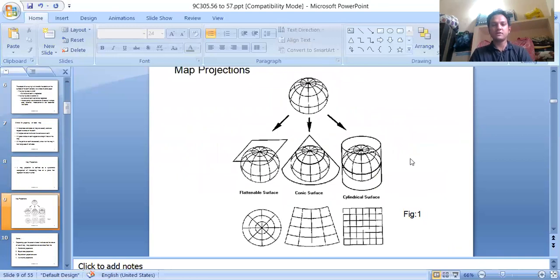Here we can see some of the map projections. Map projection for this flattened surface, conic surface, cylindrical surface. If you intersect these lines on a plane paper, we will get these surfaces.